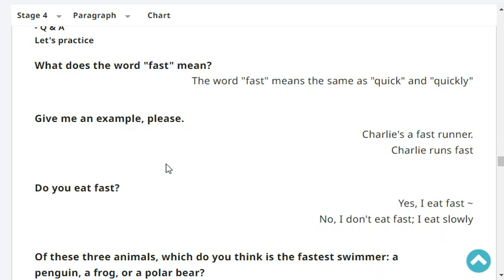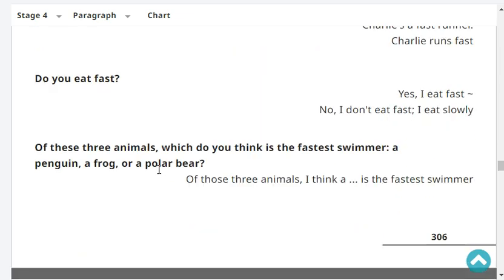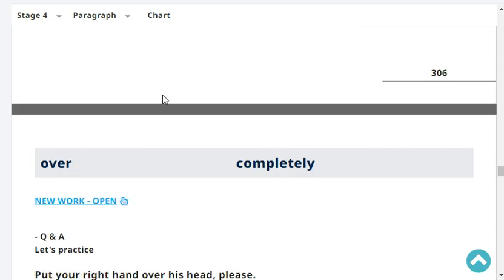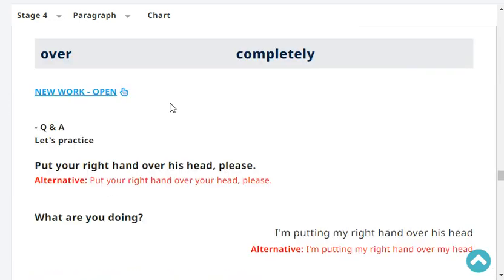Yes, I eat fast. Of these three animals, which do you think is the fastest swimmer? A penguin, a frog, or a polar bear? Of those three animals, I think a penguin is the fastest swimmer. Very good.